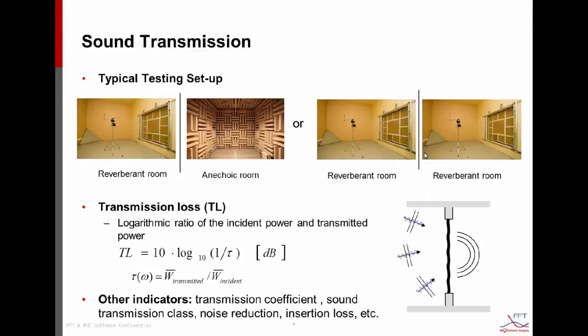There are several definitions of transmission loss. One that I put here uses the ratio of the incident acoustic power on the left and the transmitted acoustic power on the right. So the logarithmic scale of that ratio gives the transmission loss, or TL in short. Of course, there are other indicators like the transmission coefficient, in construction the sound transmission class, noise reduction, or insertion loss, etc. So during this presentation, I will concentrate on the simulation of the transmission loss of a complex panel in Actran.